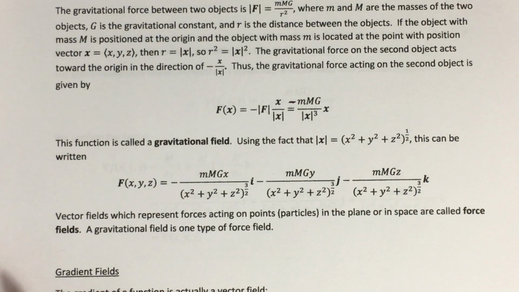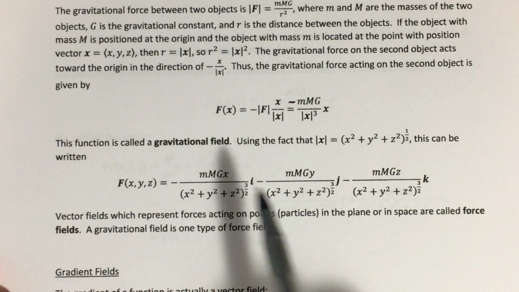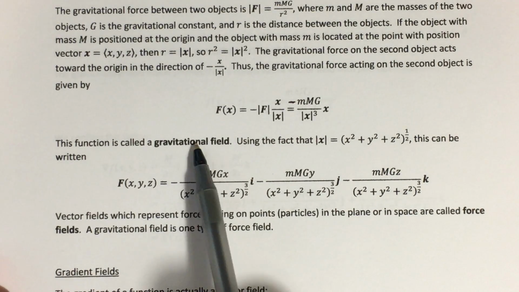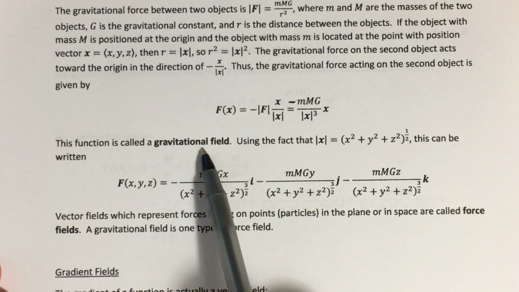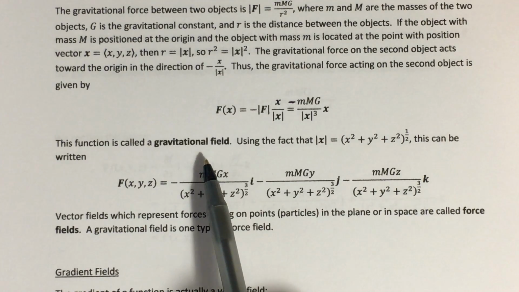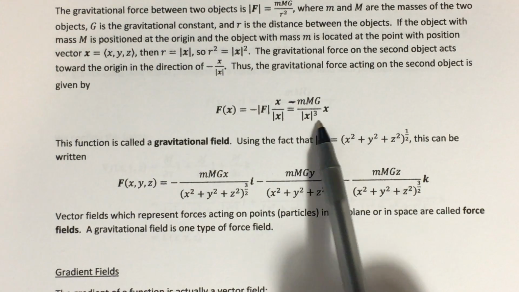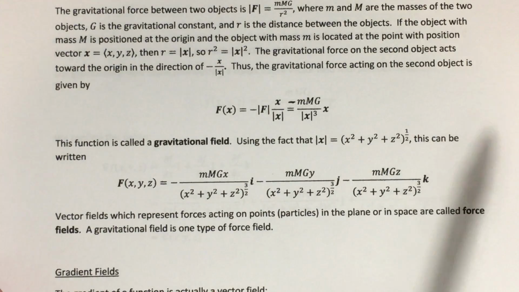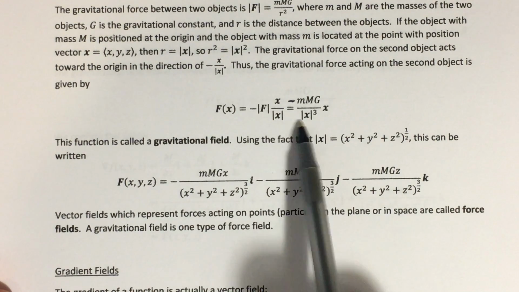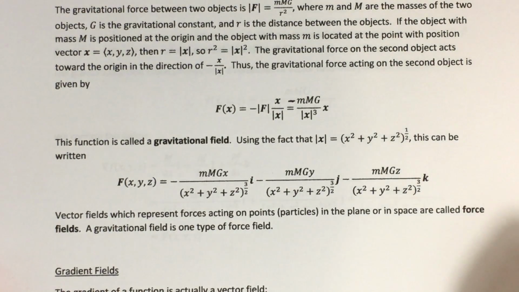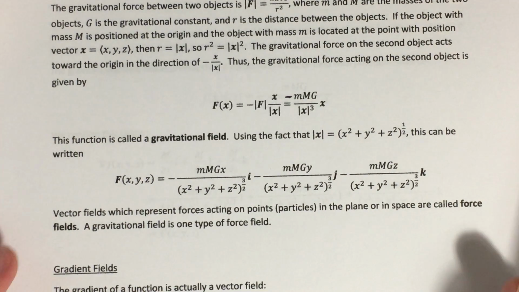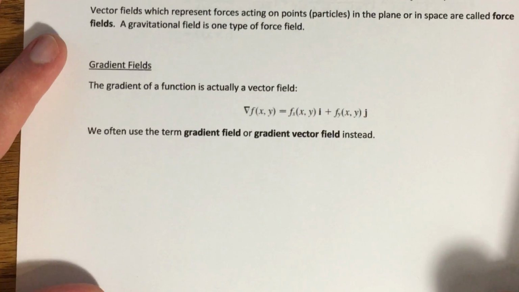Okay, so again, this particular vector field we would call a gravitational field. And if you were to plot this gravitational field, what you would see is all of the vectors pointing toward the origin, which we've kind of argued why that would be the case. I think your book shows a diagram of that. I just didn't include that here. Okay, so that's gravitational fields.